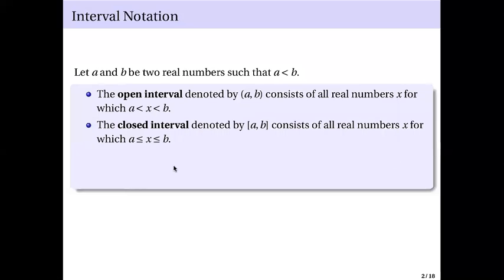And then we denote this symbol here, and we call it the closed interval. So we have open square bracket A comma B close square bracket. This consists of all real numbers X for which X is greater than or equal to A, but less than or equal to B.